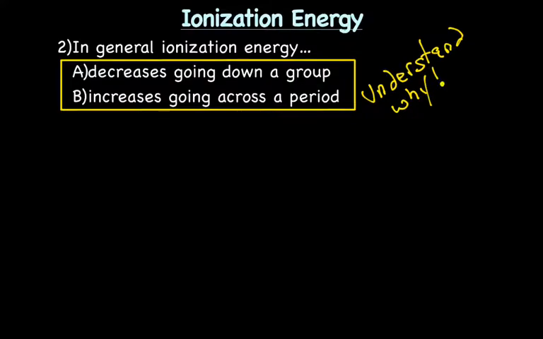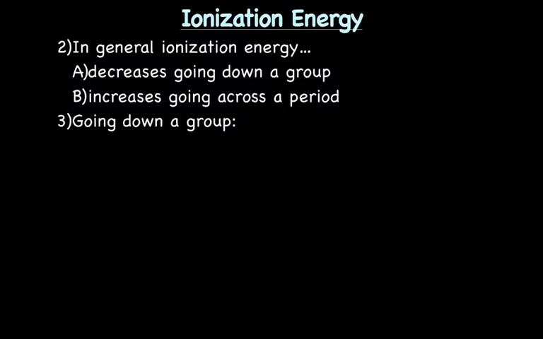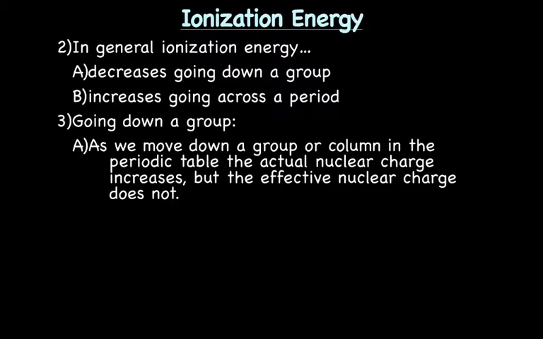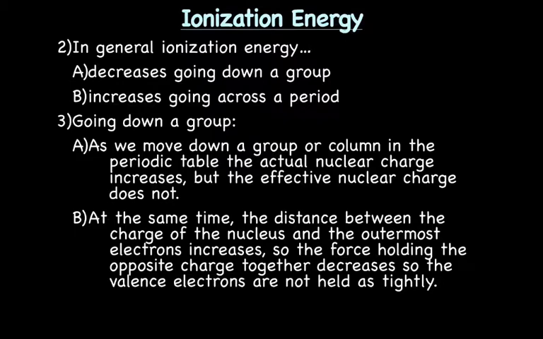So here we go. As we move down a group or column in the periodic table, we've already talked about this, the actual nuclear charge increases, but the effective nuclear charge does not. And at the same time, the distance between the charge of the nucleus and the outermost electrons increases. Coulomb's law, again, we went over this. So the force holding the opposite charges together decreases, so the valence electrons are not held as tightly, making it easier to remove an electron.